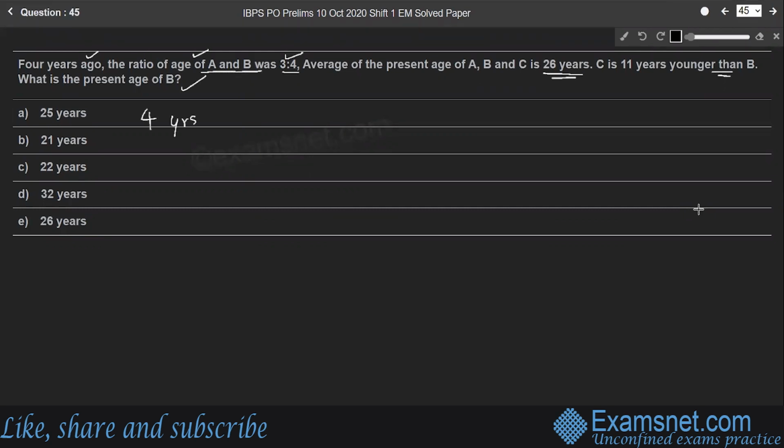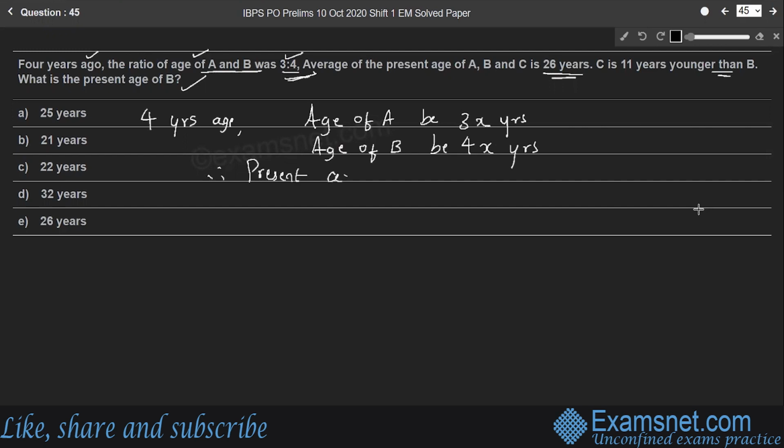So 4 years ago, age of A be 3x years and age of B be 4x years, right? Because of the ratio 3:4. Therefore, present age of A will be 3x plus 4 years. So here, let us find the present age of A, B and C in terms of x, right?